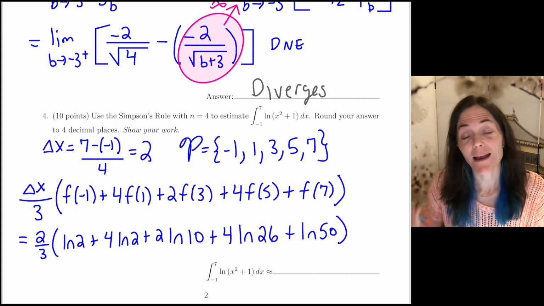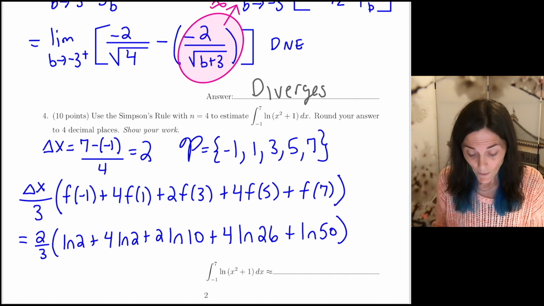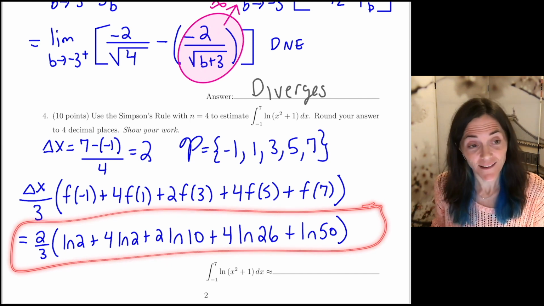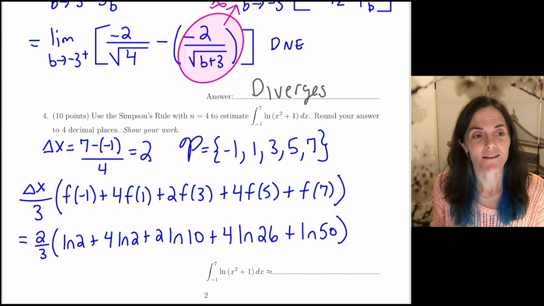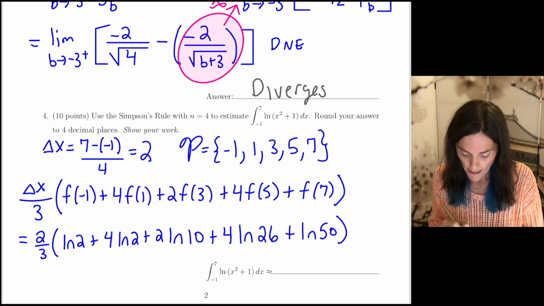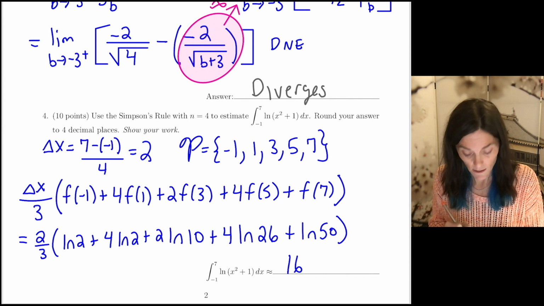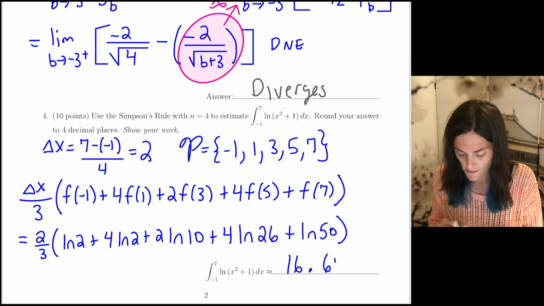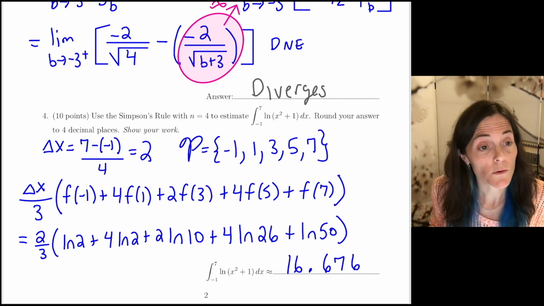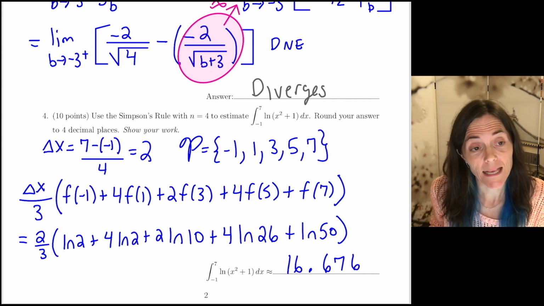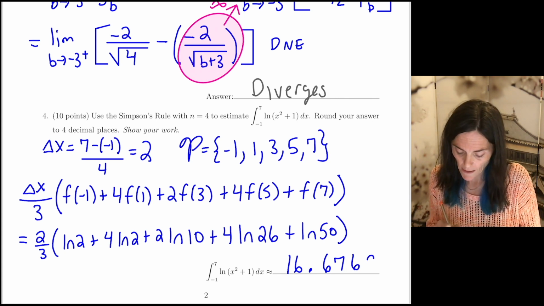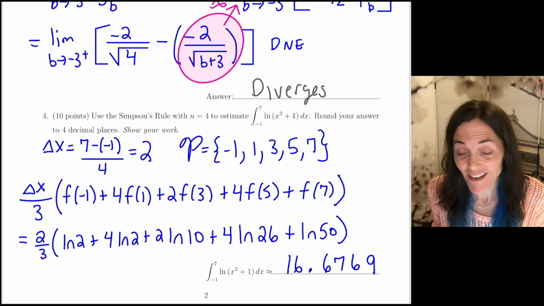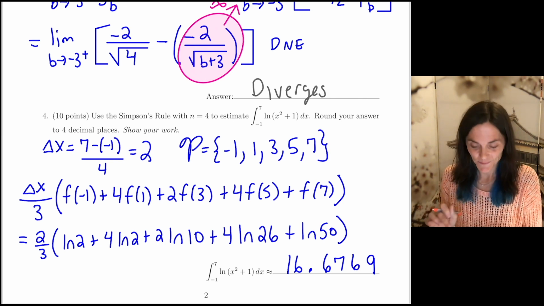Then, okay, I don't have anything yet, right? We enter this as one expression in our calculator and then round. So when I do, I get approximately 16.676987, so to round, this would be 9. Okay, 4 decimal places. This would be my final answer for number 4.